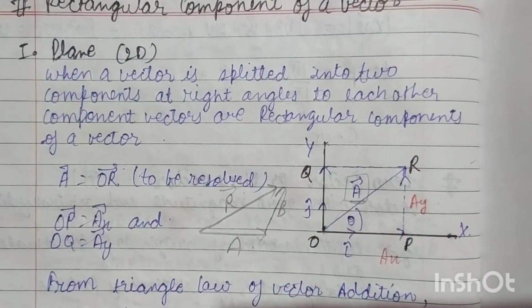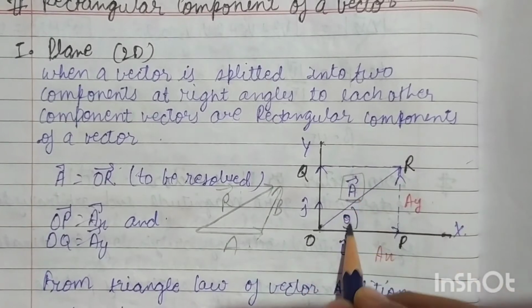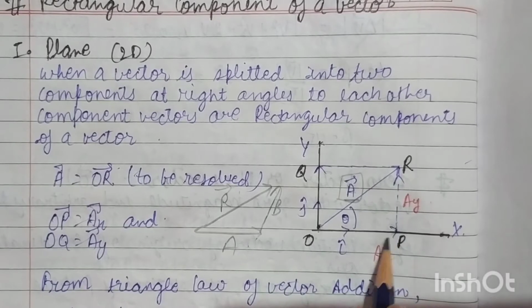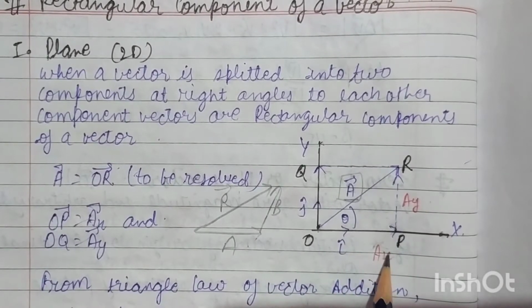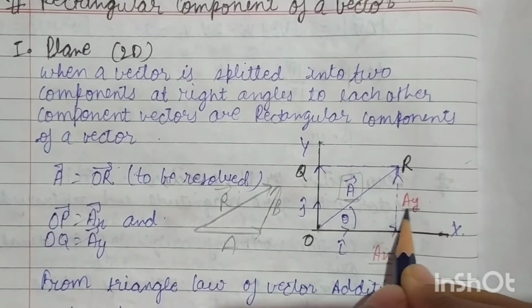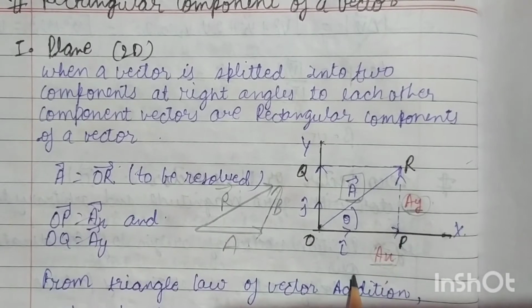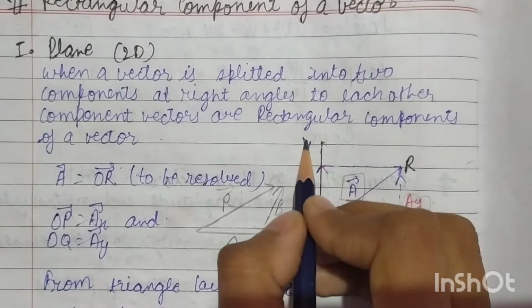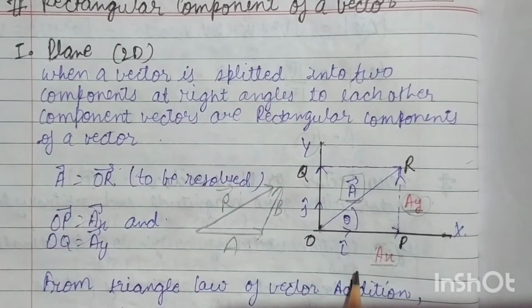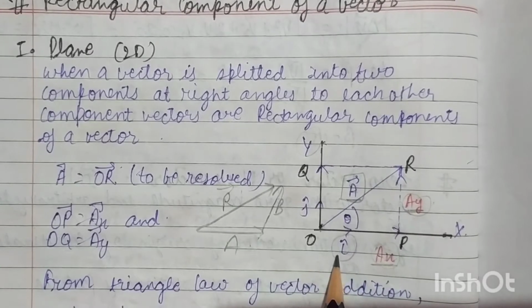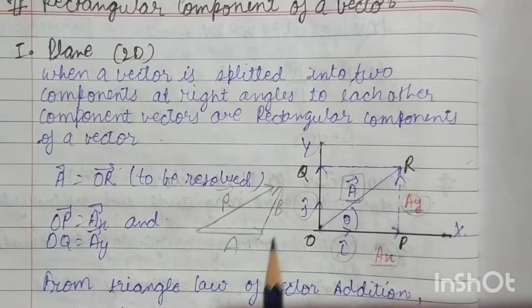Now let us consider that this vector comprises two vectors. The first one is the vector along the x-axis, let us call it ax, and the vector along the y-axis be ay. This is what we have to assume. We already know the unit vectors along the x-axis and y-axis: the unit vector along the x-axis is i cap, and along the y-axis is j cap.